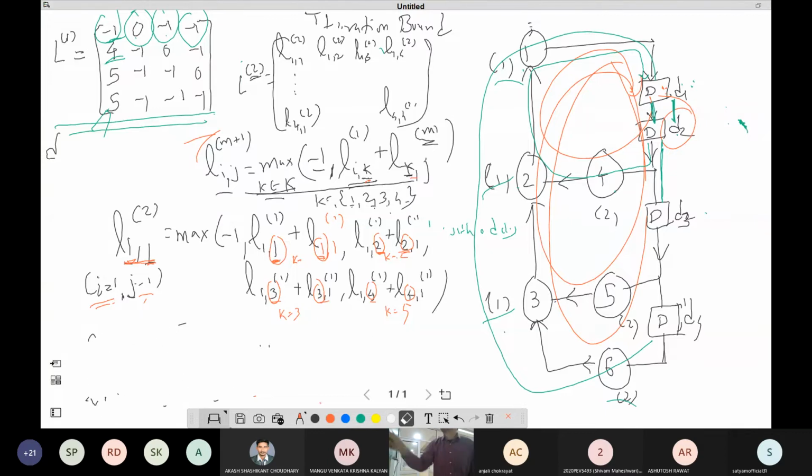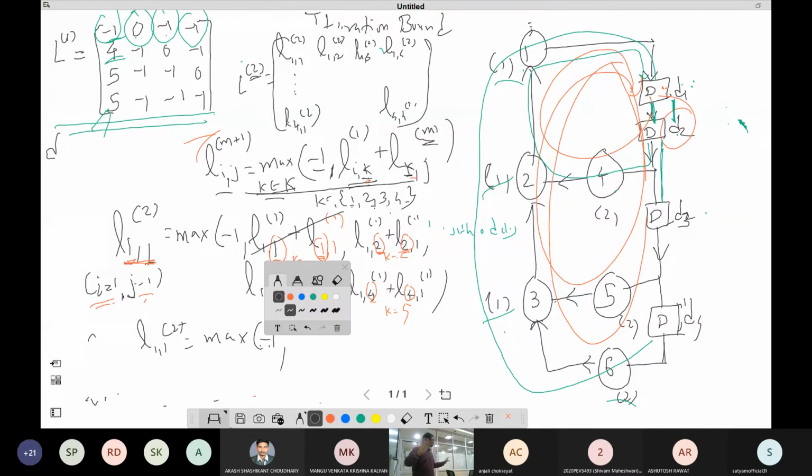So that means if I want to find out L112, then it is maximum of minus 1, L11 of 1. L11 of 1, what is that value? Minus 1. It is minus 1, that means there is no path that exists. So this will automatically be removed. If this path does not exist at all, then by adding it there is no way we can do it. Okay, so there is no path, so L11 does not exist, but L12 does exist.